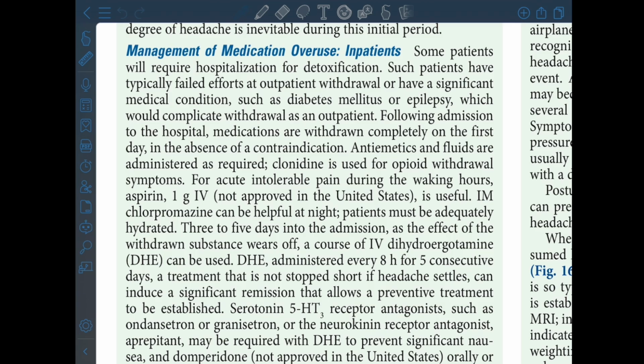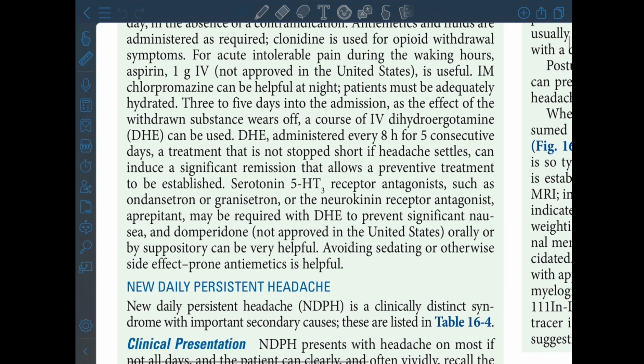For acute intolerable pain during the waking hours, aspirin 1 gram IV, not approved in the United States, is useful. IM chlorpromazine can be helpful at night. Patients must be adequately hydrated. 3 to 5 days into the admission, as the effects of the withdrawn substance wear off, a course of IV dihydroergotamine can be used. DHE, dihydroergotamine, administered every 8 hours for 5 consecutive days. A treatment that is not stopped short of headache settling can induce a significant remission that allows a preventive treatment to be established.